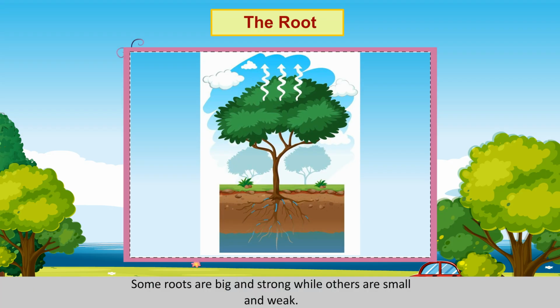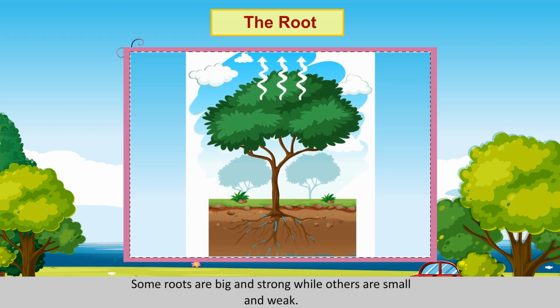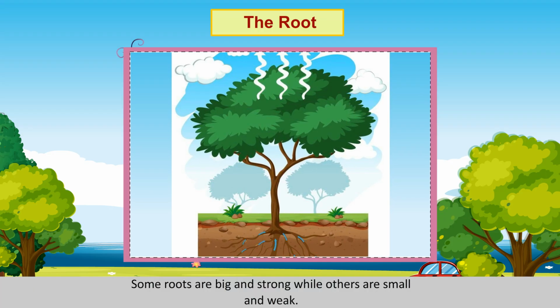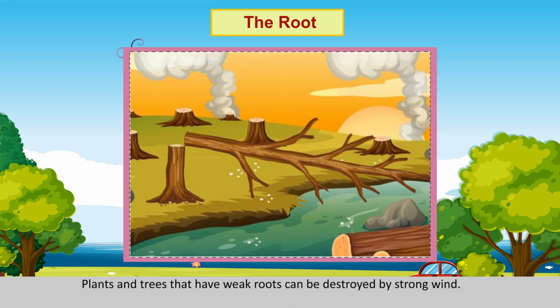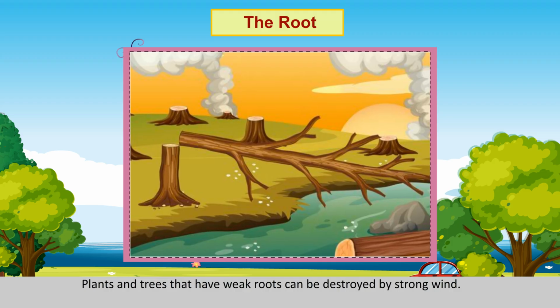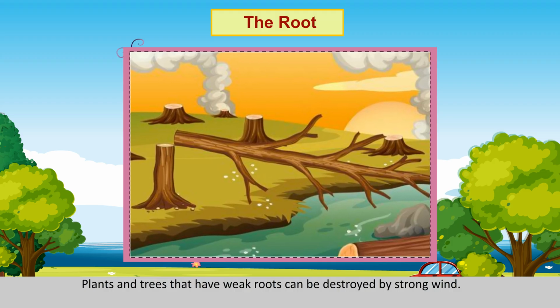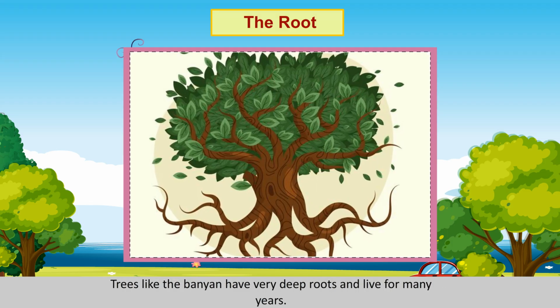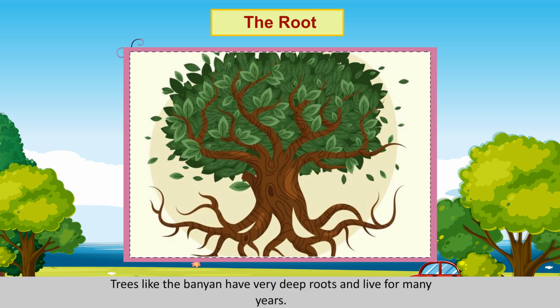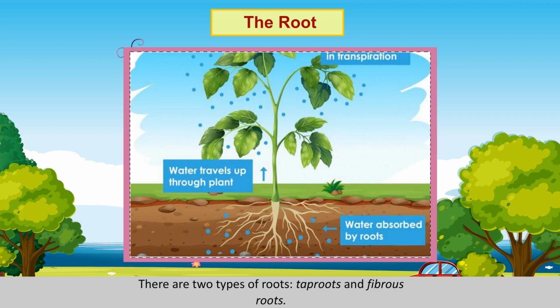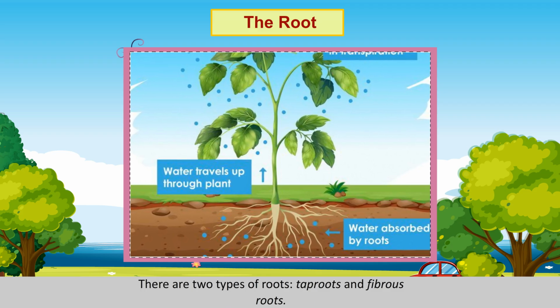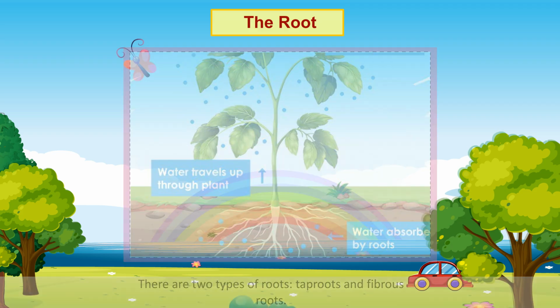The root. Some roots are big and strong, while others are small and weak. Plants and trees that have weak roots can be destroyed by strong wind. Trees like the banyan have very deep roots and live for many years. There are two types of roots, tap roots and fibrous roots.